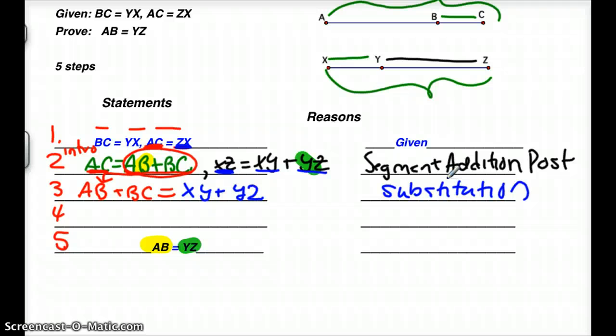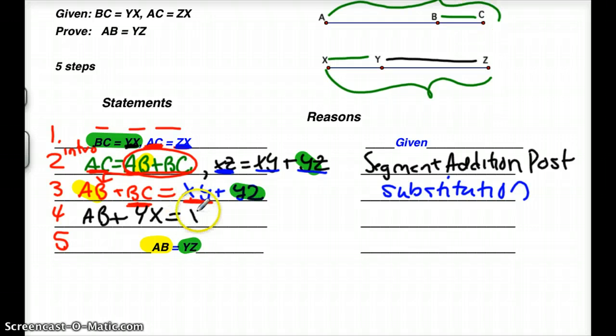Okay, so now I'm looking at 5 and I'm saying, hey, I got AB, that's great. I've got YZ on the right, that's great. It would be really nice if these two looked the same, because then I could subtract them off. I can get them to look alike, because up here BC and XY are the same. So I'm going to do a substitution. AB plus BC is the same thing as, so I'm going to put YX there.